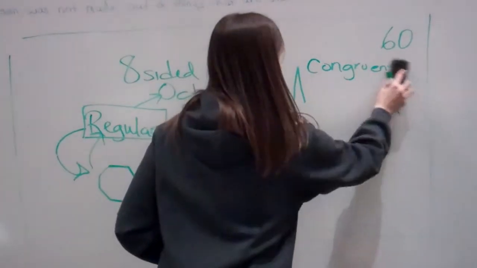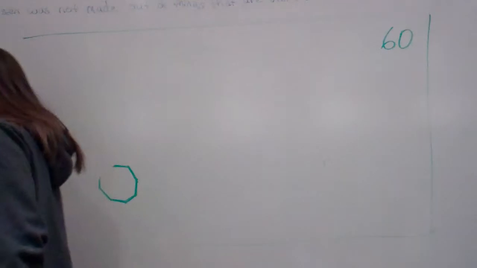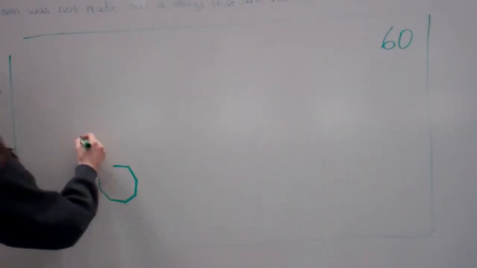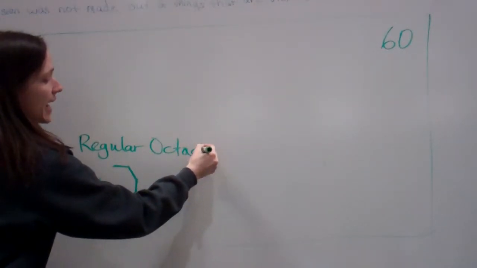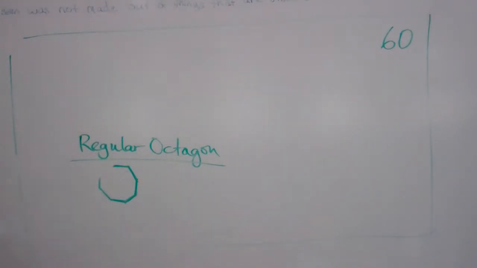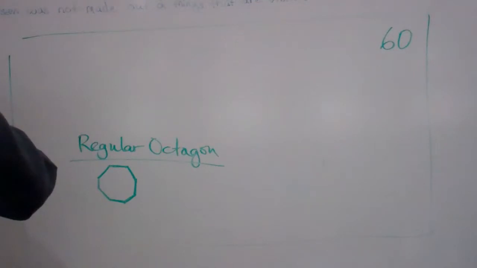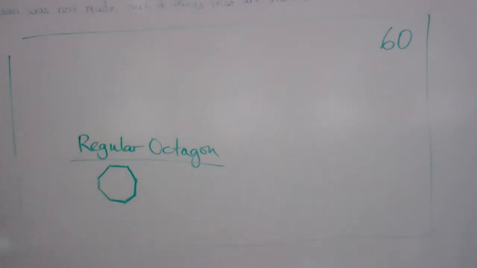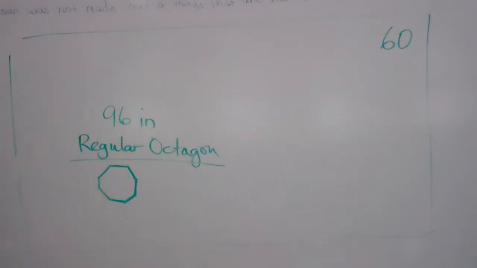Okay, last question. I have me an octagon up here. Everybody see my octagon? And here's what it tells me. It is a regular octagon. Just hearing that, what is that indicating to me? Yes? All the sides are the same. Now listen to this. A regular octagon has a perimeter of 96 inches. Is that always? No.